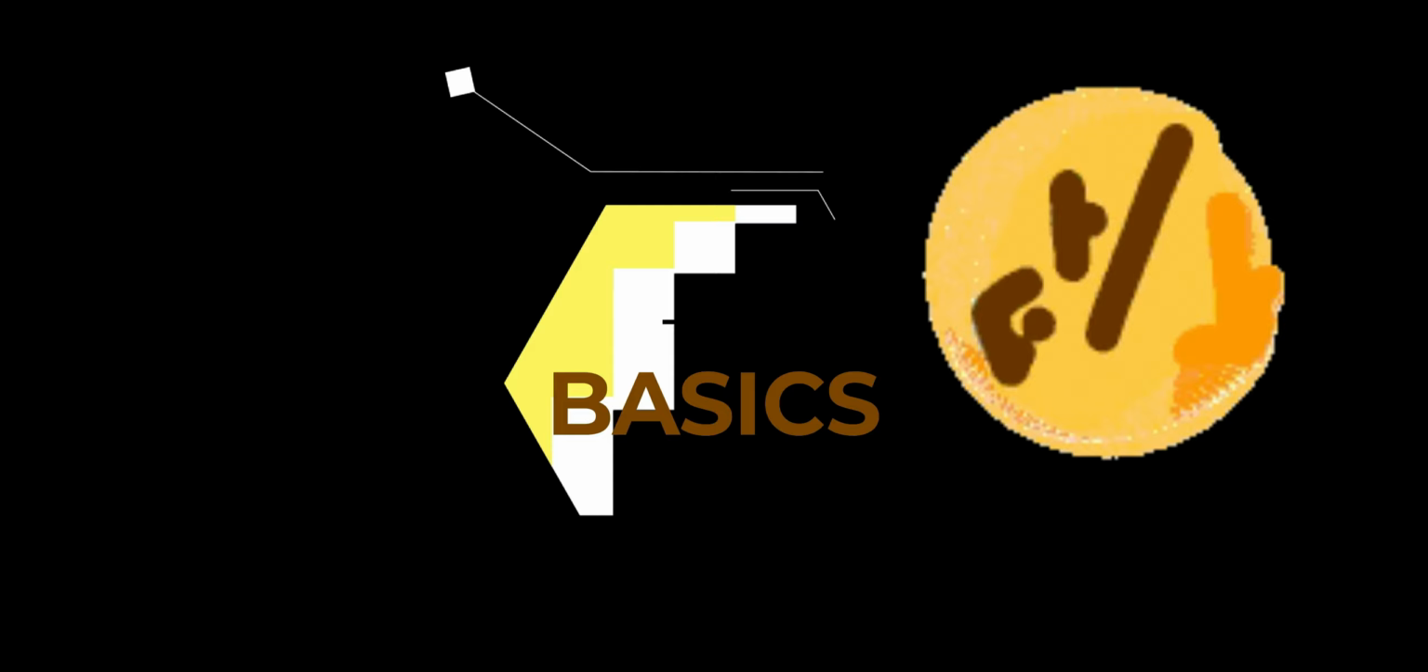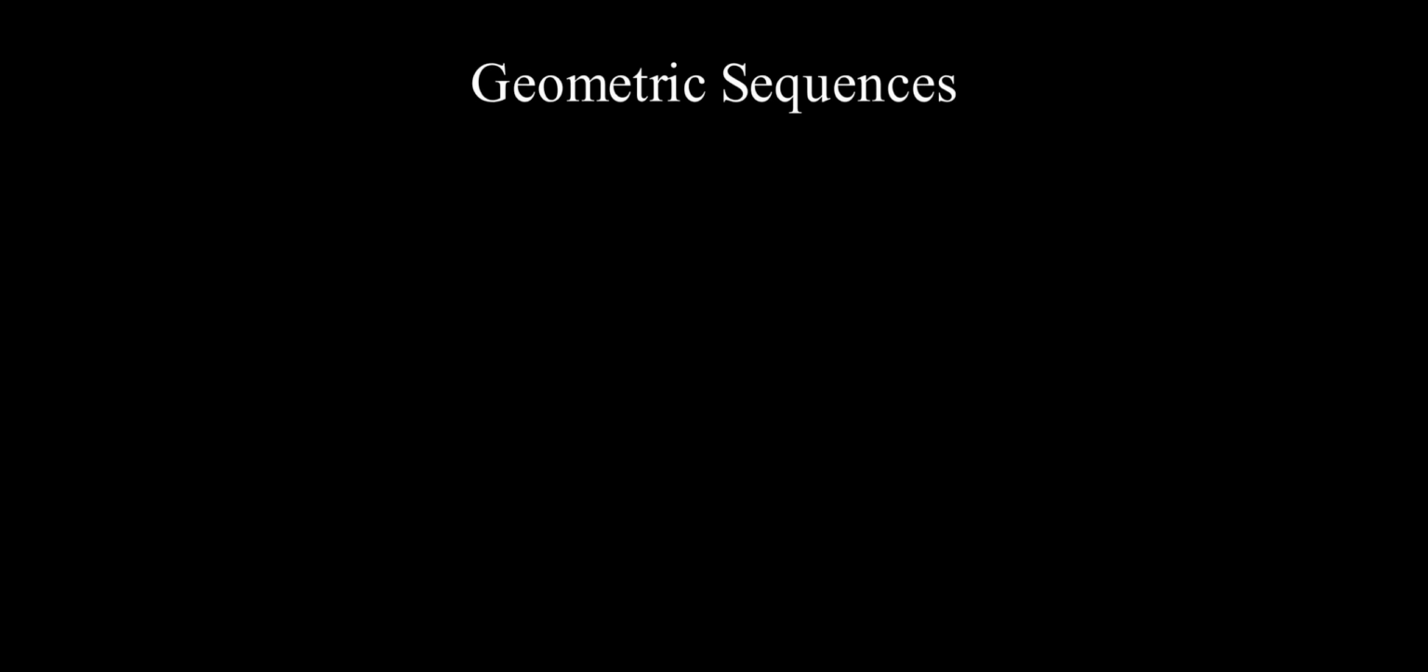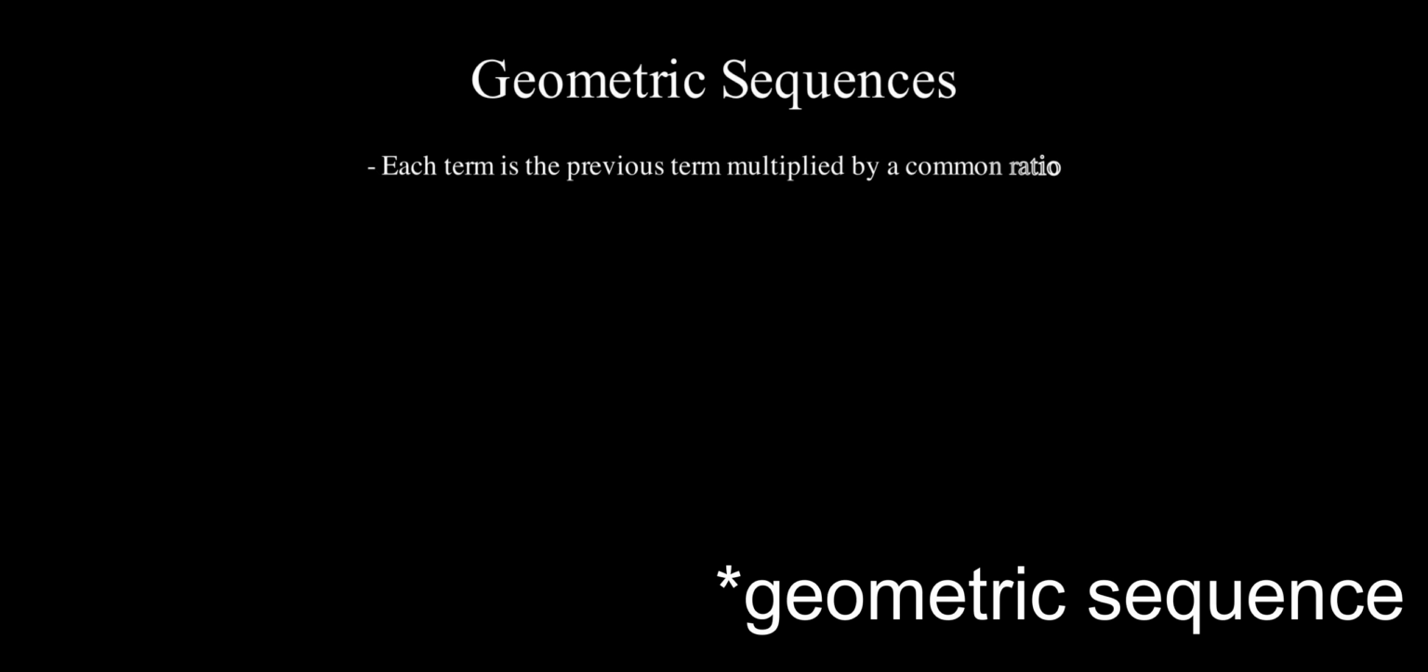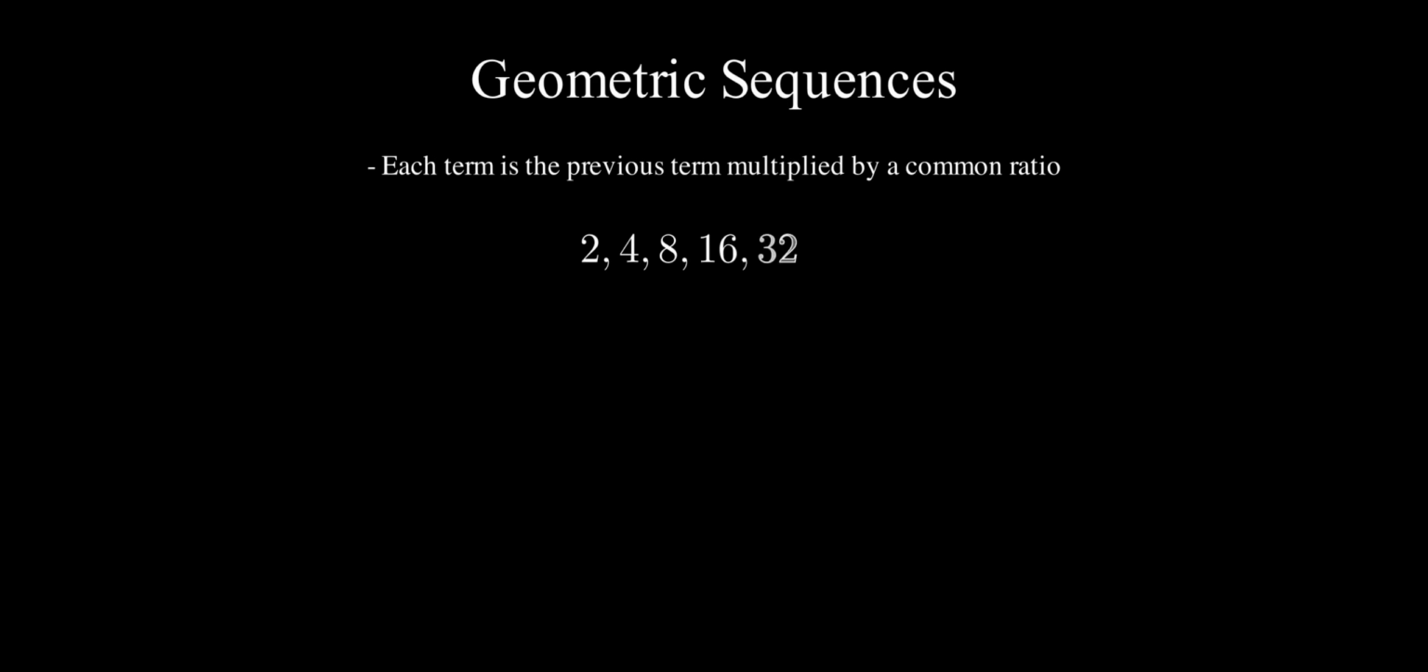Let's start with the basics. A geometric sequence, or geometric progression, is simply a sequence of numbers where each term is the previous term multiplied by a common ratio. One example of a geometric sequence is 2, 4, 8, 16, 32. The common ratio is 2, as each term is being multiplied by 2 each time. The common ratio cannot be equal to 0, or else all the terms would be 0.